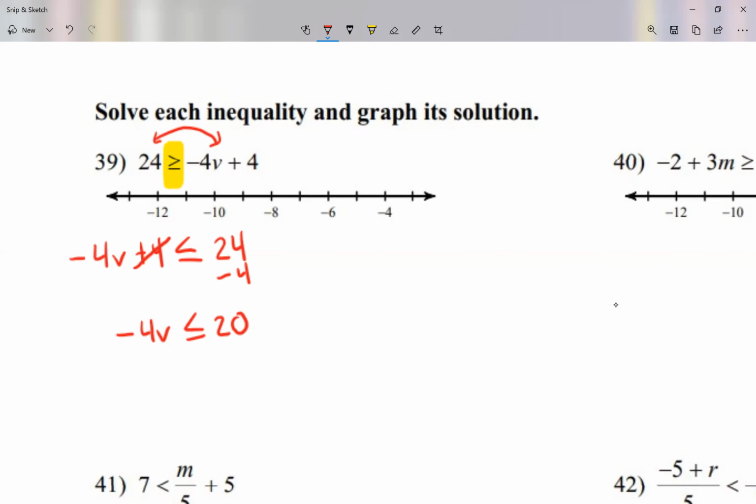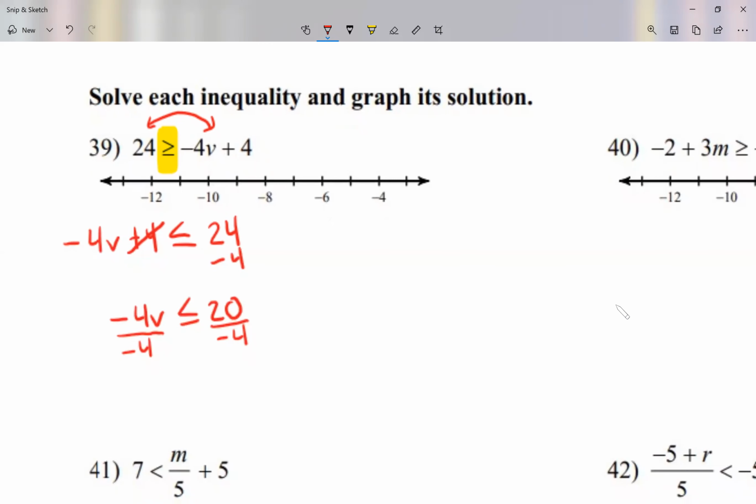Now to get v by itself, let me divide by negative 4. That's the number in front of v. So I'm going to have v is greater or equal to. Now 20 divided by a negative 4, positive divided by negative is negative. 20 divided by 4 is 5. So I have v is greater or equal to negative 5.